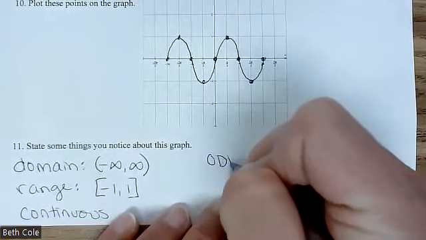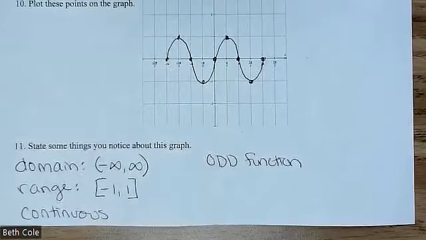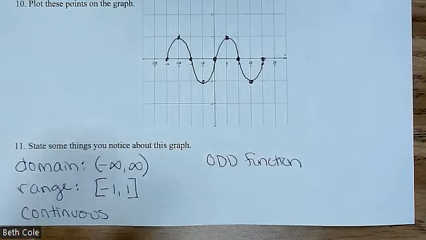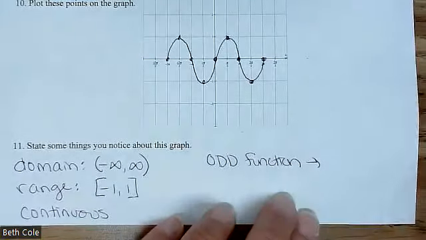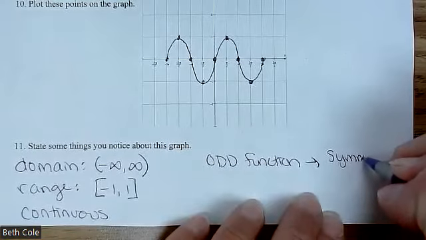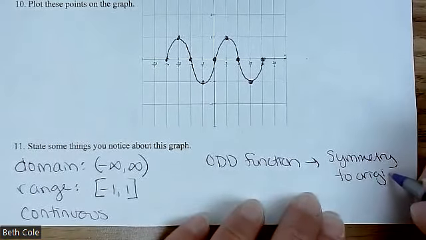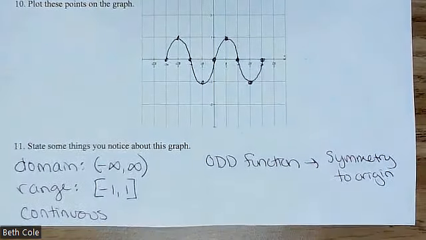Sine is what is called an odd function. We did this too, you might not remember that, odd and even functions. Does that ring any bells? That was back in unit 2 as well. Anyway, odd means that it is symmetric to the origin. So symmetry to the origin.